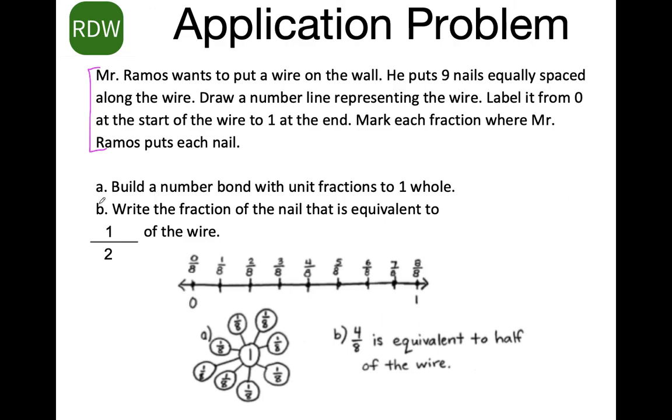Now, part B is a little bit tricky. I did not talk about it on the previous slide because I wanted you to see my completed number line. Part B asks us to write the fraction of the nail that is equivalent to 1/2 of the wire. Now you have to think about this. What is half of the wire? I could eyeball it and say it's going to be somewhere around here, somewhere in the middle. We know that a half is in the middle, between 0 and 1.